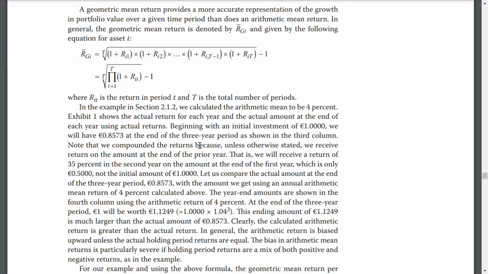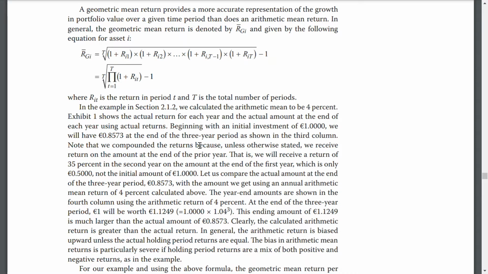In this example, from section 2.1.2, we calculated the arithmetic mean to be 4%. Exhibit 1 shows the actual return for each year and the actual amount at the end of each year. Using actual returns, beginning with the initial investment of €1, we have such an amount at the end of the 3-year period as shown in the third column. Note that we compounded the returns because, unless otherwise stated, we receive returns on the amount at the end of the prior year. That is, we will receive a return of 35% in the second year on the amount at the end of the first year, which is only €0.5, not the initial amount of €1.